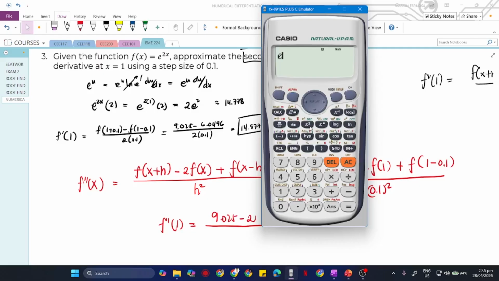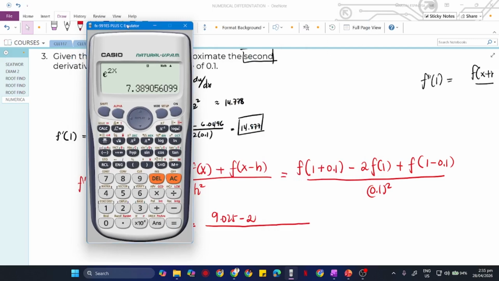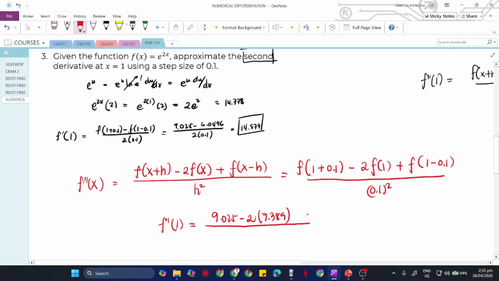Ano yung value ng f of 1 natin? So, we have here e raised to the power of 2 alpha x. Calc natin when the value of x is equivalent sa 1. So, that is 7.3891, or 7.389 na lang. Times 7.389. And then, plus itong f of 1 minus 0.1, that is equivalent sa dito, di ba? So, that is 6.0496. Okay, all over 0.1 squared.